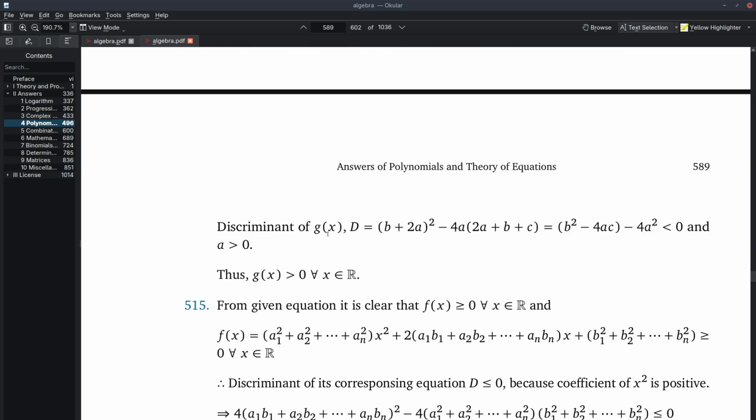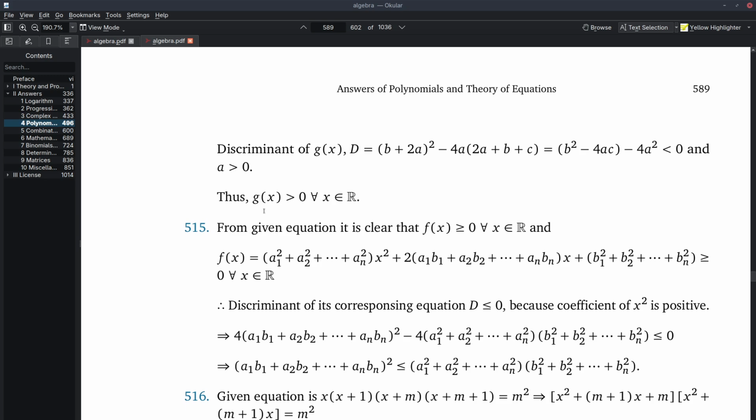Now we take the discriminant of g of x. The discriminant of g of x is b square minus 4ac minus 4a square, which will be less than 0. And that means the roots of g of x will also lie in the complex plane. And that's why we can say that g of x will always be greater than 0. When both the roots lie in the complex plane, the parabola will always be greater than 0 if a is greater than 0.